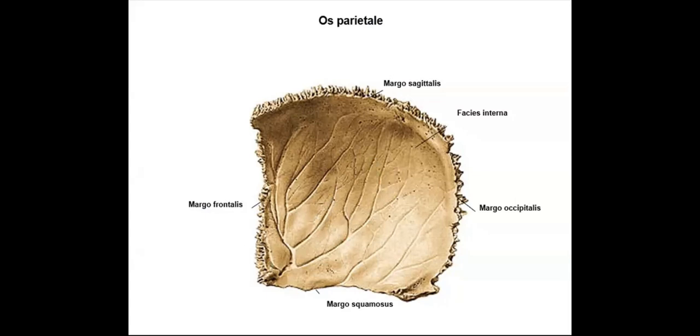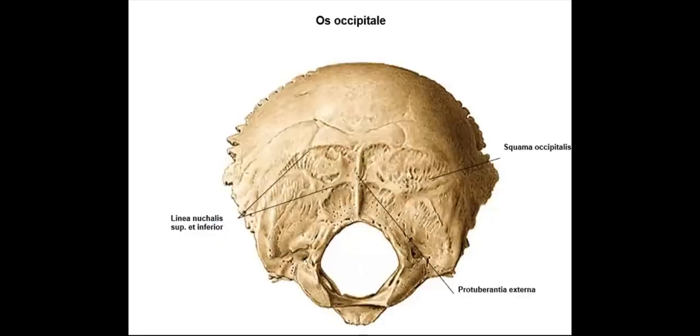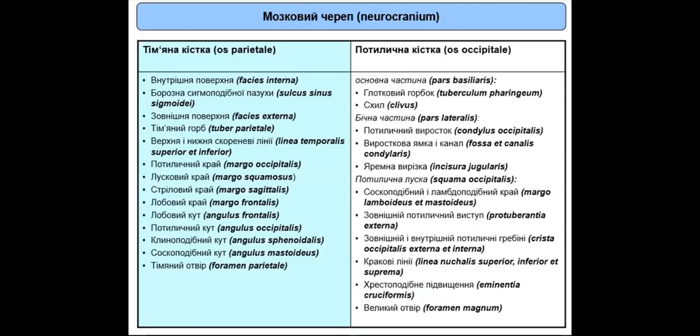Sulcus, yes. And next, it's the occipital bone. The occipital bone in the skull has a main or basilar part, two lateral parts, and the squama. Yes, a very interesting bone, big.